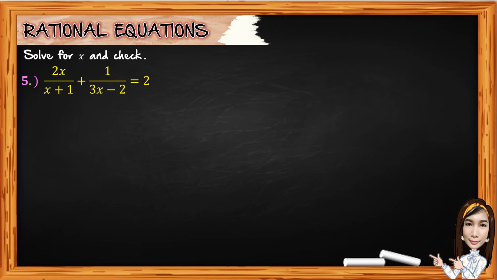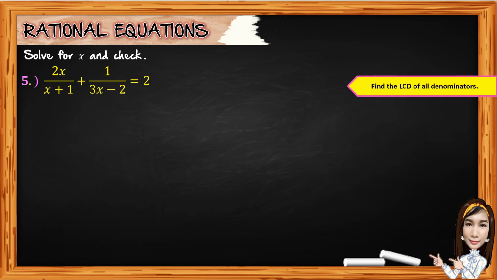For number 5, we have the given 2x over x plus 1 plus 1 over 3x minus 2 is equal to 2. First, we're going to find the LCD of all denominators. And the denominators there are x plus 1 and 3x minus 2. Notice that we have no common factor there, therefore we can multiply all of them. And the product is the quantity x plus 1 times the quantity 3x minus 2 as your LCD.